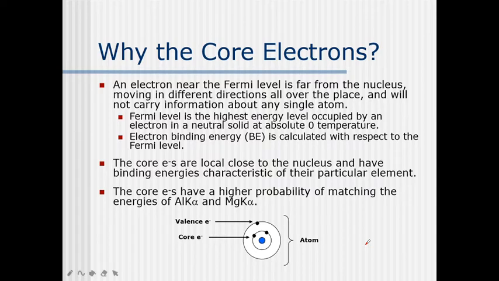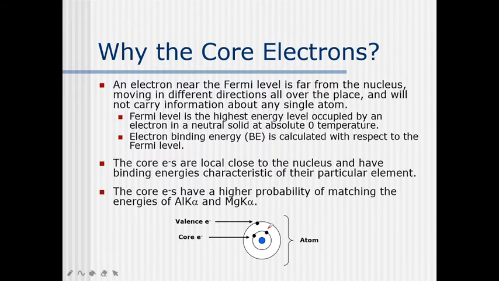Now, why do we need to focus on the core electrons? Now, in an atom, there is a level called the Fermi level. Now, this particular Fermi level is where a major amount of electrons are situated. An electron near the Fermi level is far from the nucleus, and it will not carry much information about any single atom.